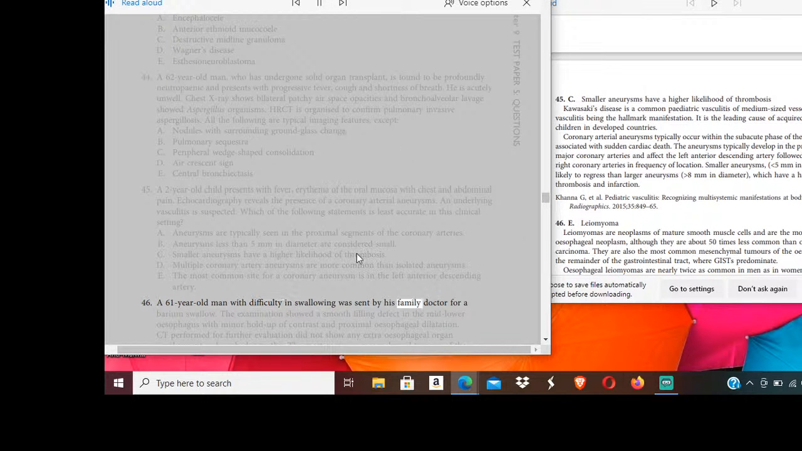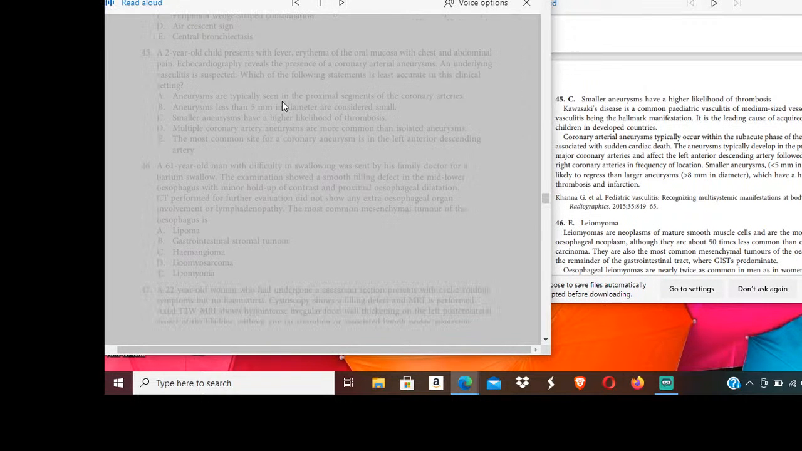Difficulty in swallowing was sent by his family doctor for a barium swallow. The examination showed a smooth filling defect in the mid-lower esophagus with minor holdup of contrast and proximal esophageal dilatation. CT performed for further evaluation did not show any extraesophageal organ involvement or lymphadenopathy. The most common mesenchymal tumor of the esophagus is A. Lipoma B. Gastrointestinal stromal tumor C. Hemangioma D. Leiomyosarcoma E. Leiomyoma.